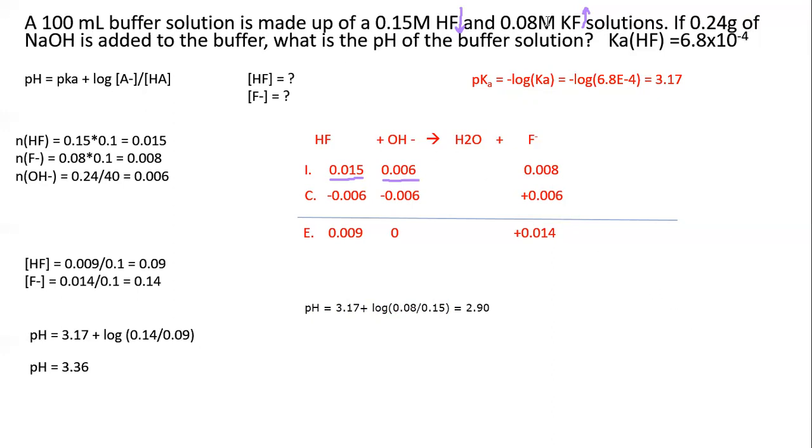So again, if you take a strong base, it's going to react with the weak acid and make more conjugate base. If you react with a strong acid, it's going to react with the weak base to make more weak acid.